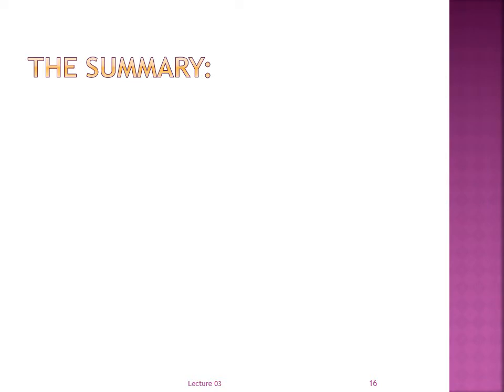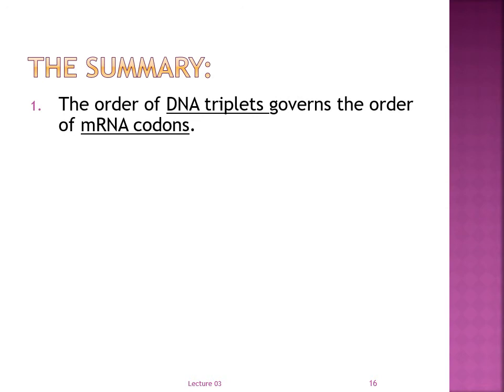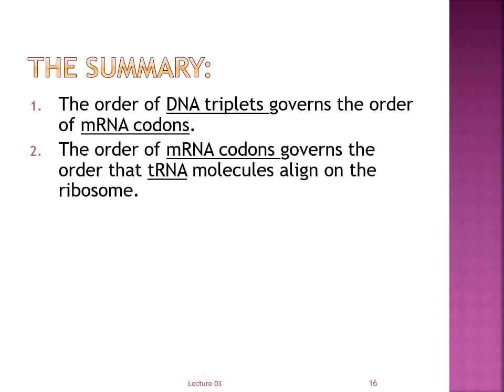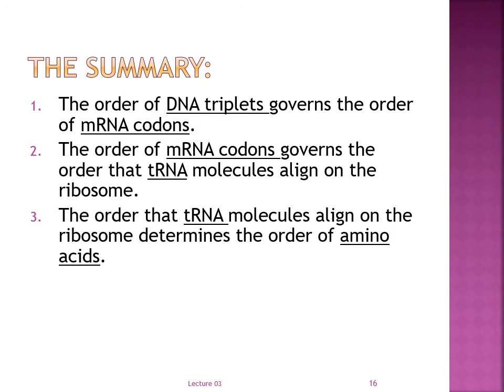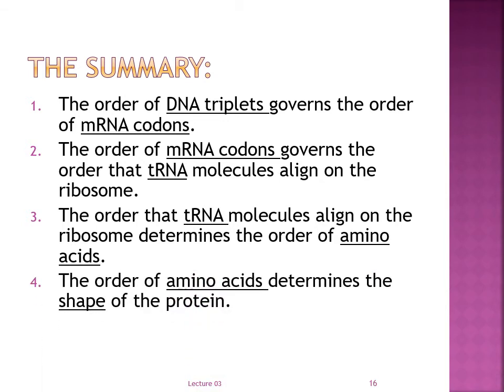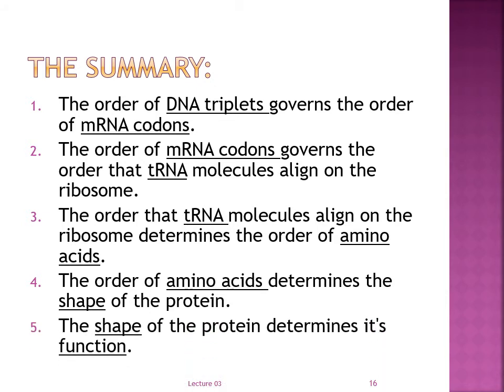So, to summarize this whole complex process, first, the order of DNA triplets governs the order of mRNA codons. Next, the order of mRNA codons governs the order that tRNA molecules align on the ribosome. The order that tRNA molecules align on the ribosome determines the order of the amino acids. Next, as we discussed before, the order of amino acids determines the shape of the protein. And finally, of course, the shape of the protein determines its function.